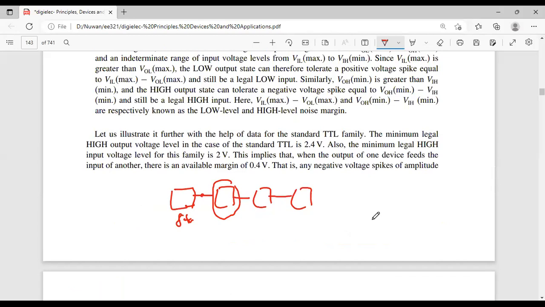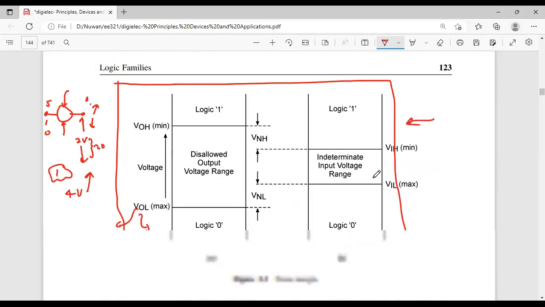So your design may be wrong. This device can't understand whether it is 1 or 0, and this input voltage is not enough for this one, so it will not produce output. Okay, so that is here.